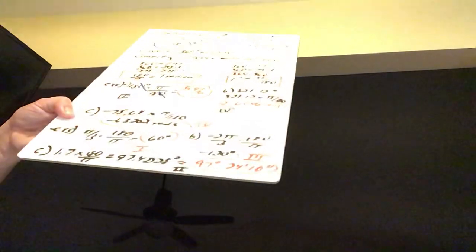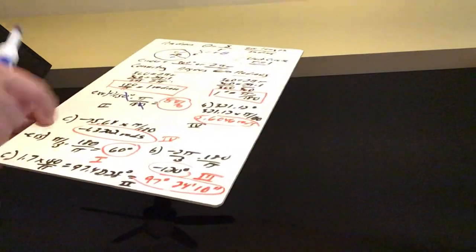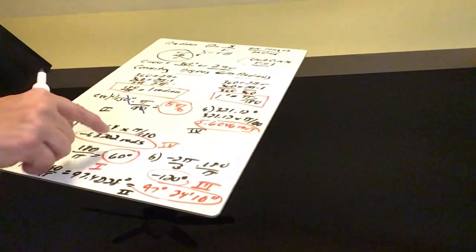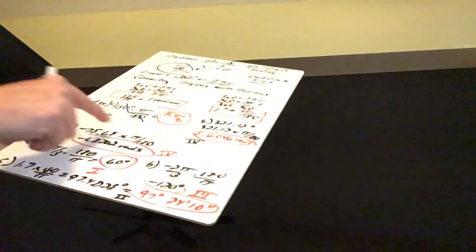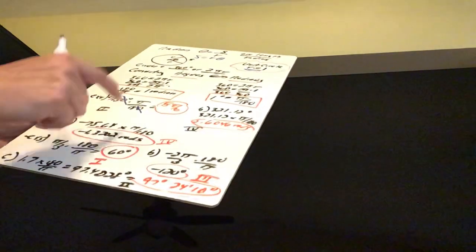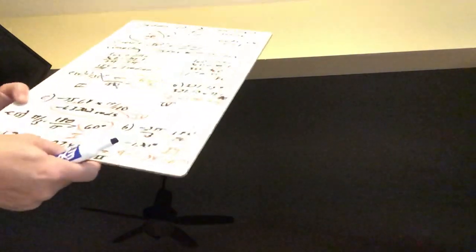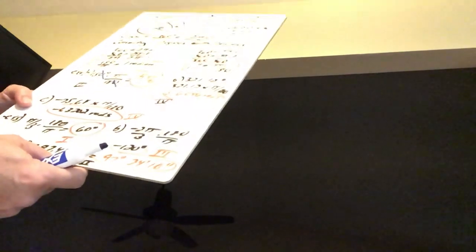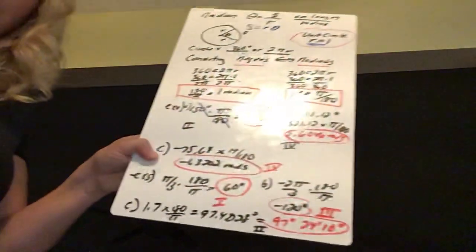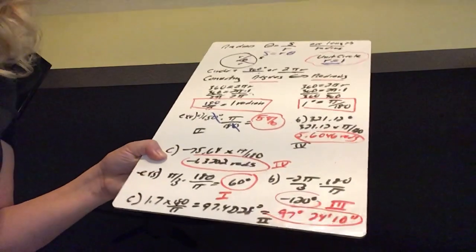Okay, in C, I have negative 75.64 degrees. That's in quadrant 4 as well. I'm going to change that to radians. This is not going to reduce like a nice whole number in 4A. So I am going to have to just multiply this out by pi, divide by 180, and I get negative 1.3202 radians.